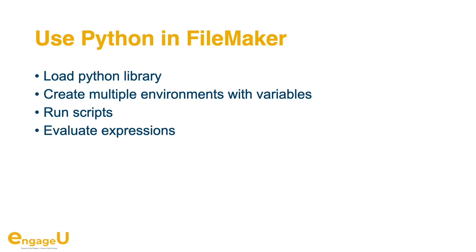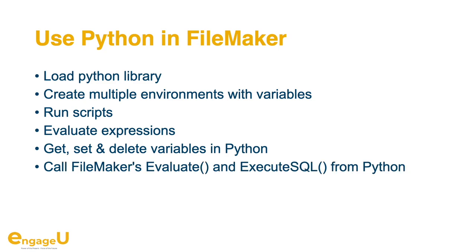You can evaluate an expression, like if you want to have the user enter something and perform a calculation. You can work with the global variables, get them, set them via script. You can call back from Python to FileMaker with evaluate or execute SQL to move data over. For Mac and Windows, and Linux. Not on iOS, because you can't get Python to iOS, as far as I know.